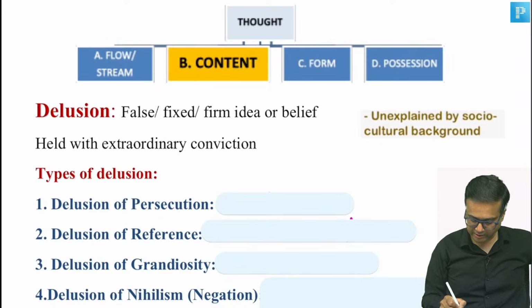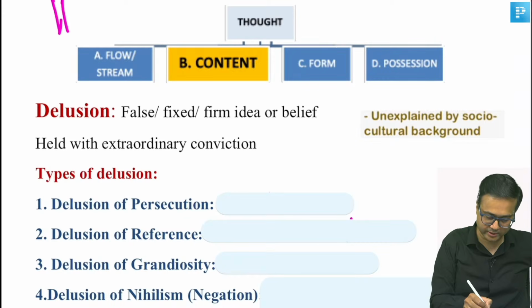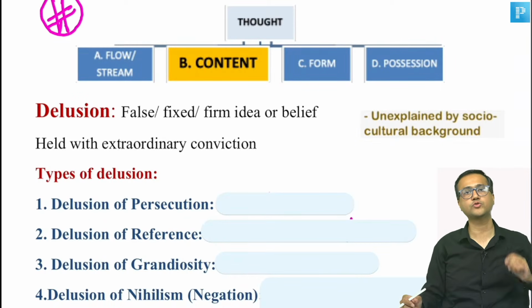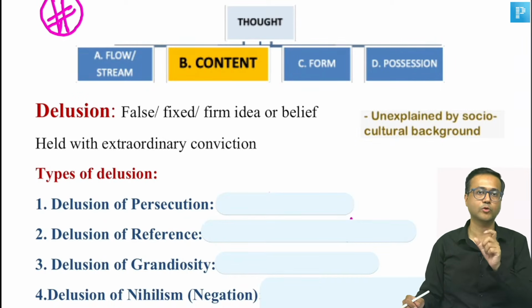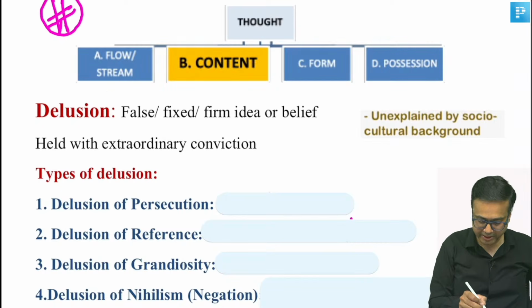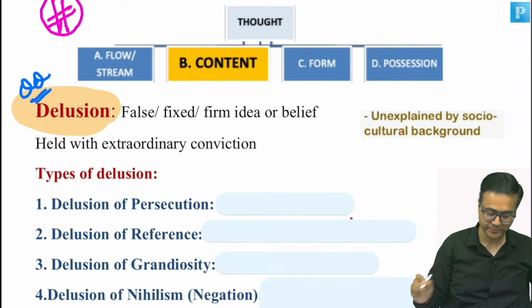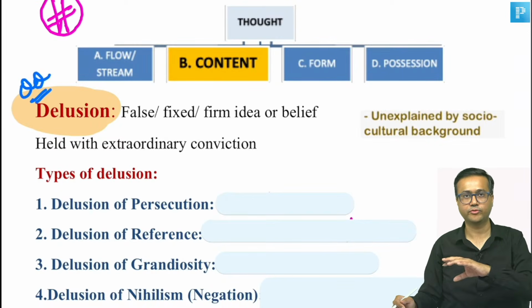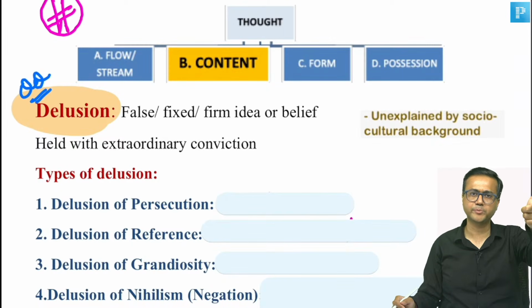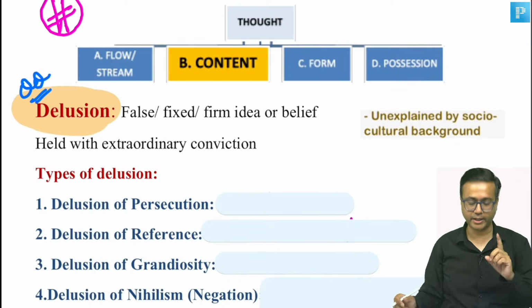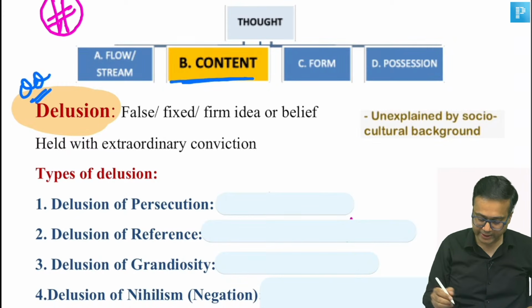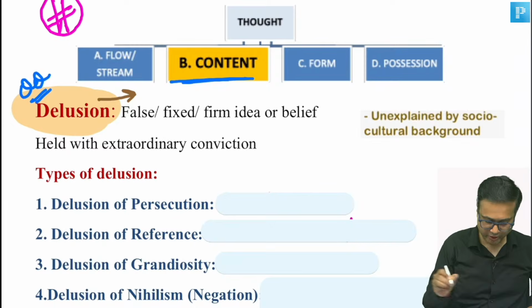Now let's discuss a very important topic, and this is one of the certain topics in your exam. Usually in every exam we are seeing questions from delusion. So please remember, delusion is an abnormality of thought. This question was asked in the FMG exam: delusion is an abnormality of thought, perception, memory or cognition. It comes under the content of thought.